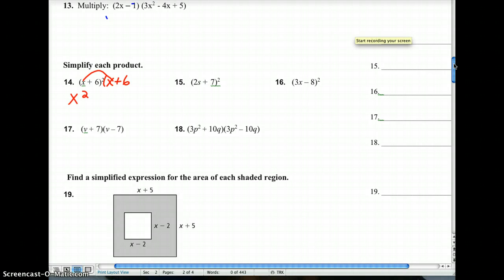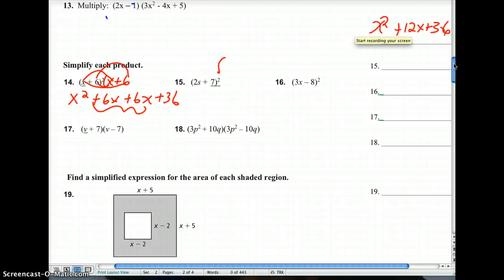X times x is x squared. Outside 6x, inside 6x, and my last 6 times 6 is 36. Combining those gives me an answer of x squared plus 12x plus 36. Number 15, again, when I square something, I do it times itself.